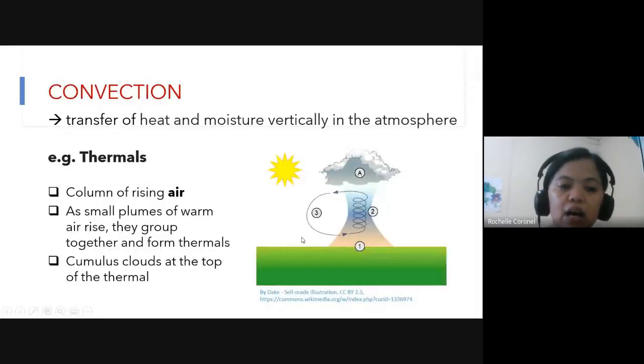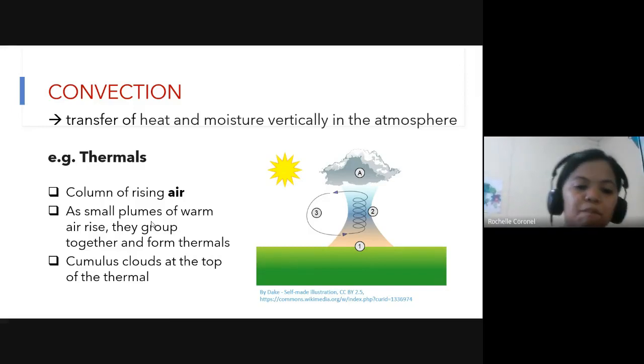So these thermals are basically columns of rising air. Near the surface, they are just small hot air bubbles. As they rise, they bump into each other and form bigger air bubbles. So they are called thermals.